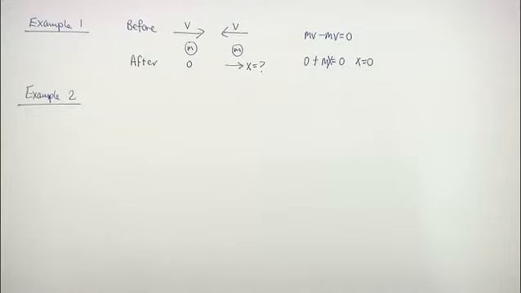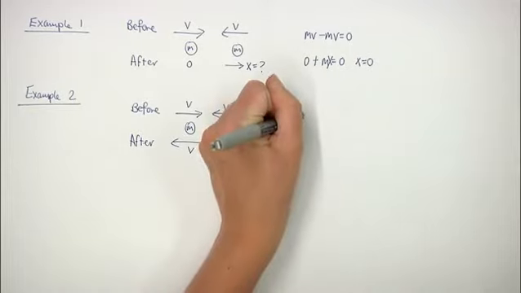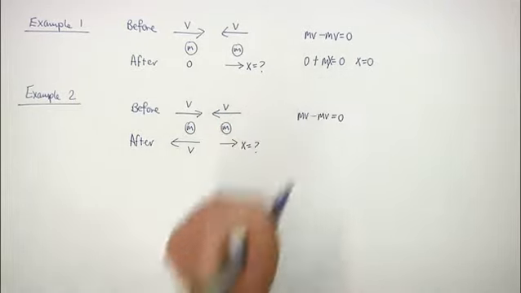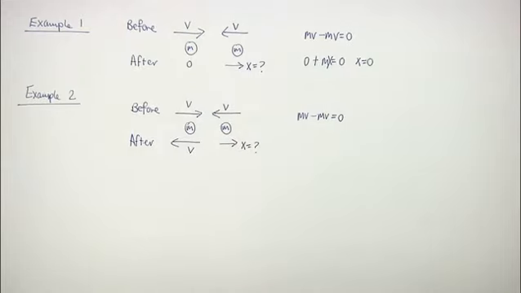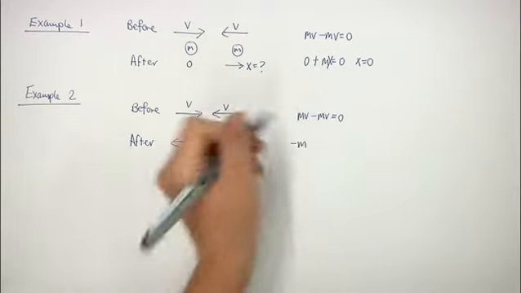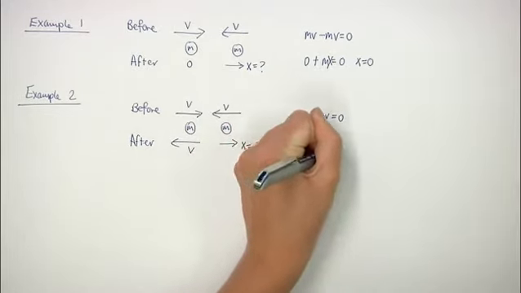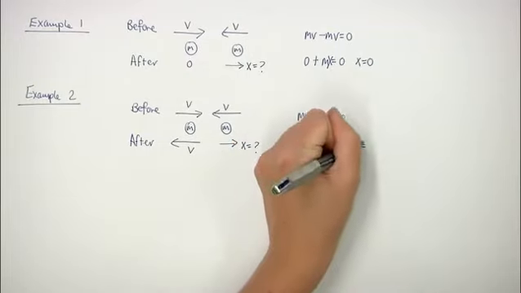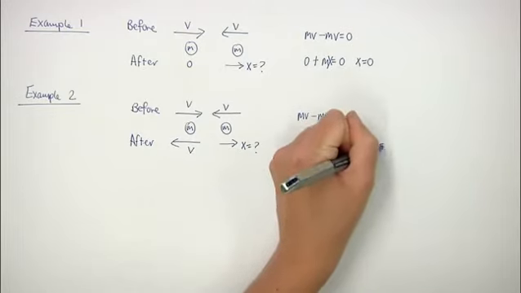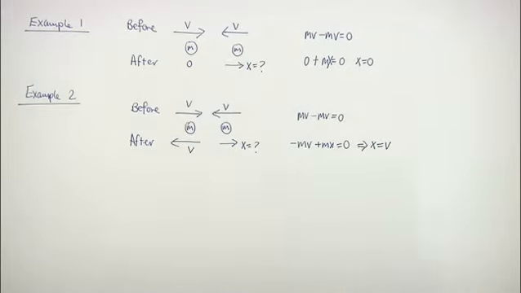In example 2, 2 particles of the same mass are heading towards each other at equal and opposite velocities v. After the collision, the first particle has velocity minus v. What's the velocity of the second particle? Well, again, momentum before is mv minus mv equals 0. So the momentum after is also 0, and is minus mv plus mx equals 0. So that means x must equal v. Both particles bounce off each other and reverse direction and velocity.